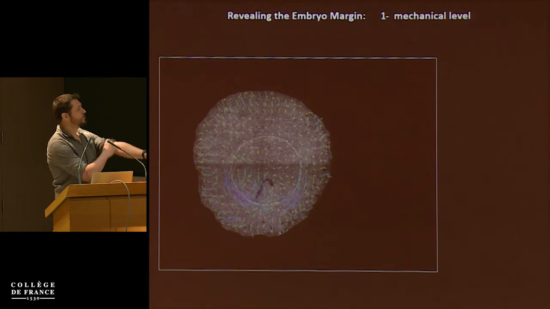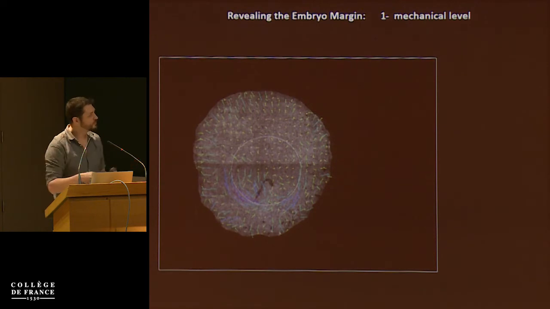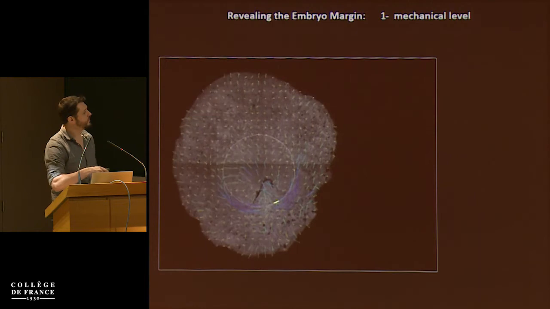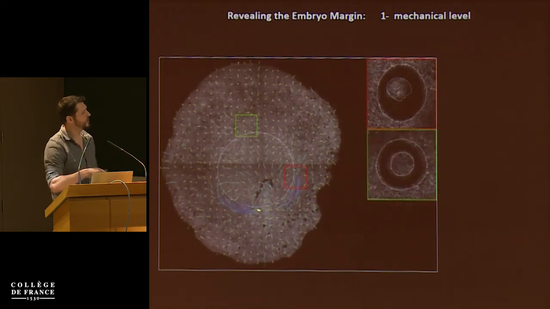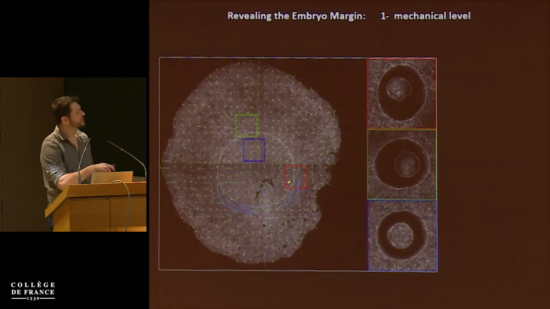So the first thing we did was to check whether we can reveal mechanically the ring of tension. What Mehdi did was to make a movie. We can infer from the PIV where the high tension would be, and then we do laser ablation at different locations in the embryo. And what we can see here is that when you are at the posterior, you get higher anisotropies.